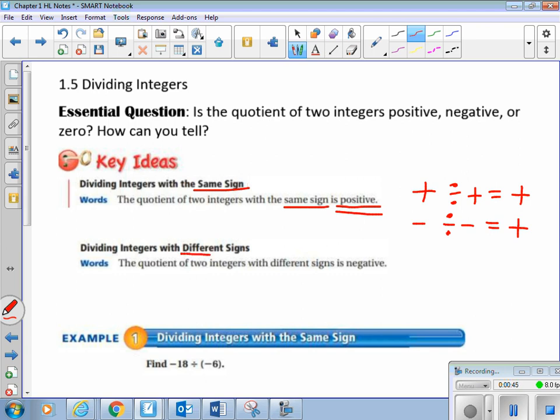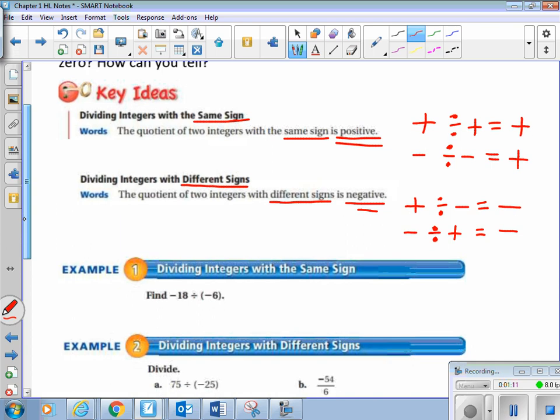Dividing integers with different signs. The quotient of two integers with different signs will always be negative, which means a positive divided by a negative will give me a negative, or a negative divided by a positive will also give me a negative answer. So the same rules for division that we used for multiplication.